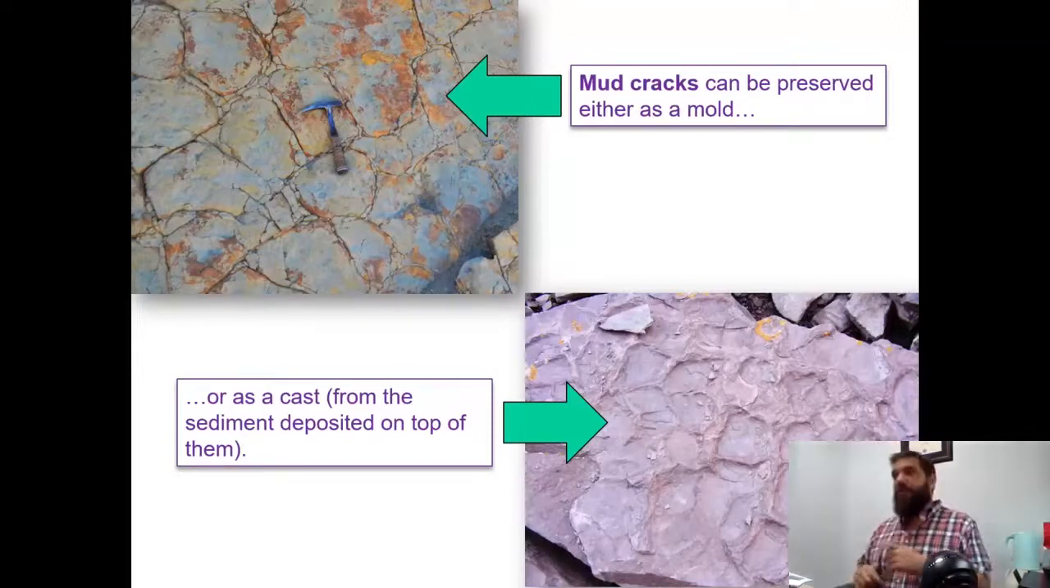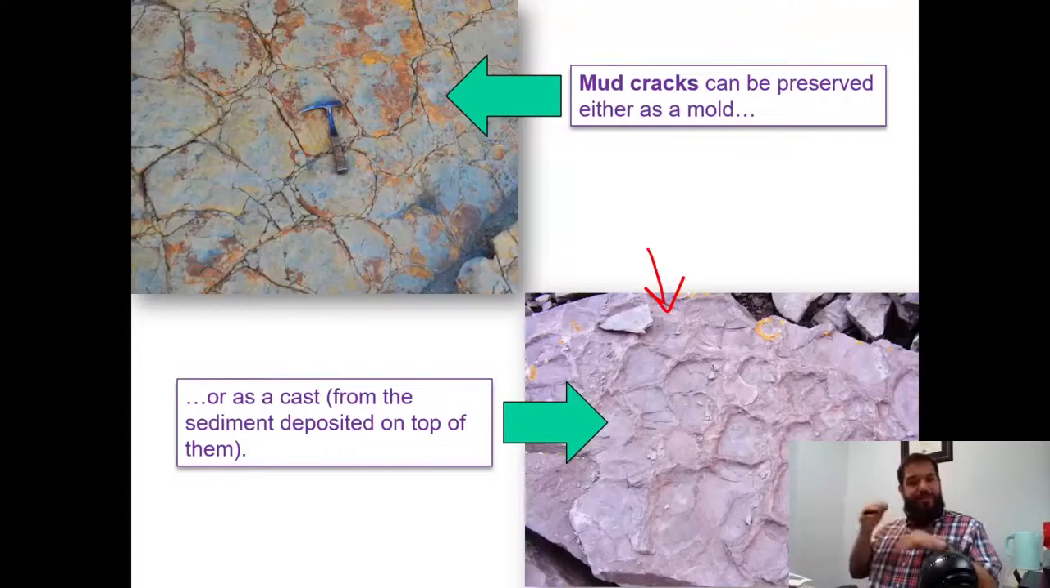And by the way, mud cracks can be preserved as a mold or a cast. So see how these are a cast. See how the cracks are actually sticking up instead of being a crack going down. So it can be preserved either way, right, as a cast or as a mold.